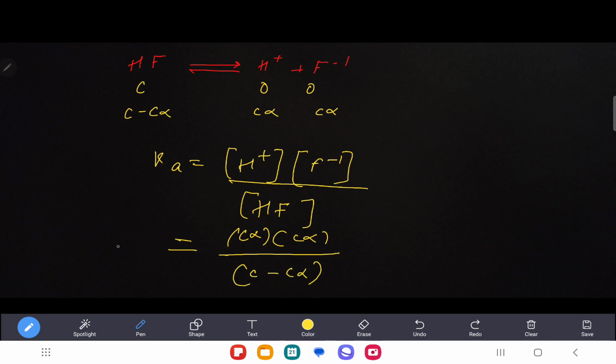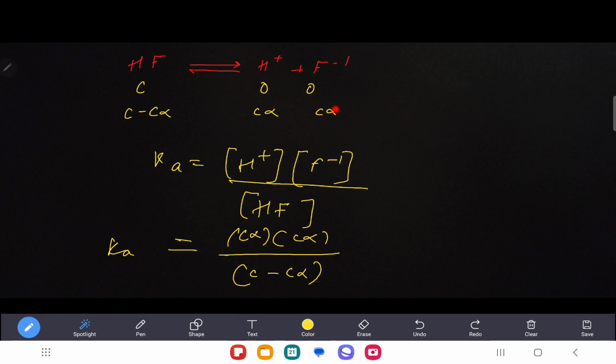Do you understand what I'm doing? Because H plus is what? The formed concentration of H plus ions during equilibrium. Did you understand my point?